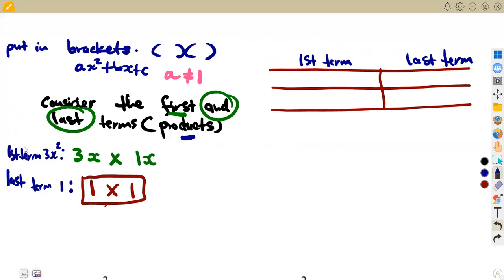So the choices that you picked here, you're going to write them here. As you can see, we only have one choice here to obtain 3x squared. There's only one choice on the first term, 3x and x. That is the only choice there. Okay, we only have one choice, only one. If there were 2 choices, you write those choices, but there's only one.